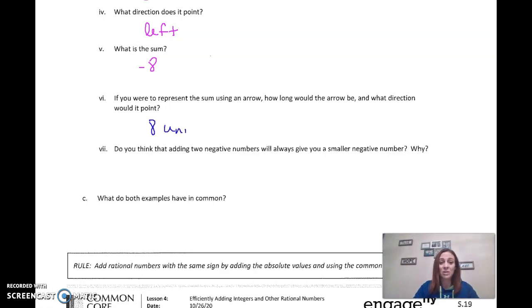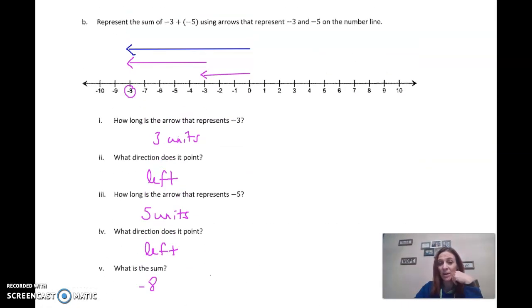So it's going to be 8 units long. And it's going to the left. Do you think that adding two negative numbers will always give you a smaller number? Notice it's smaller because the further you head down the number line, the smaller they get.